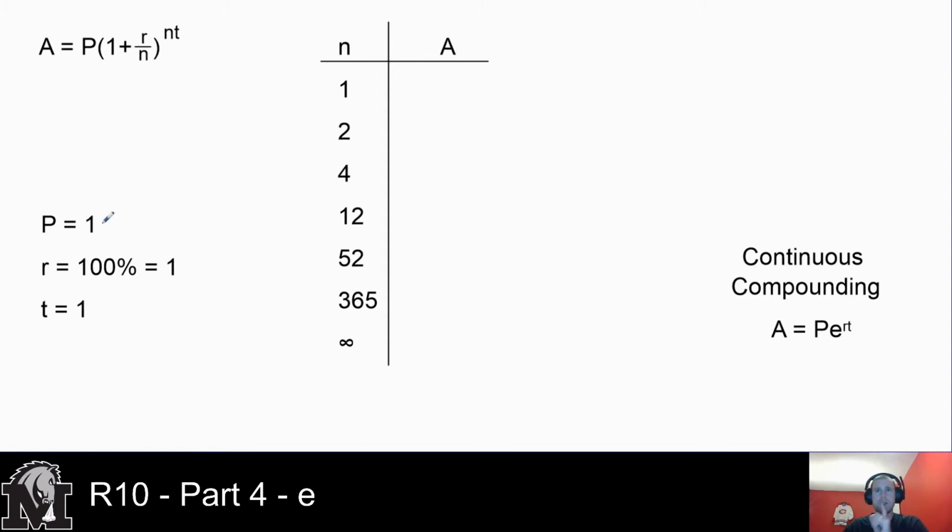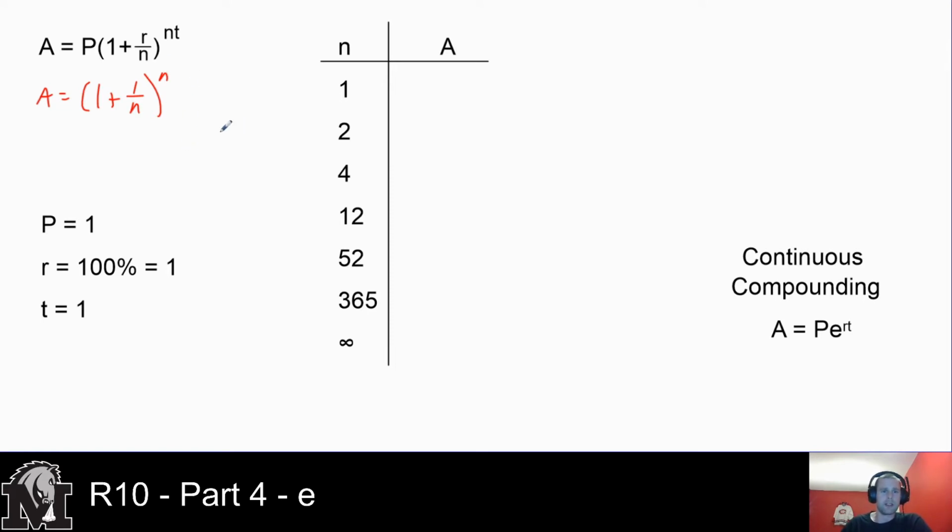And our principal, we were just starting with that one initial dollar, so we'll plug in a 1 for P. And our interest rate was 100%. Remember, we have to express this as a decimal, so 100% as a decimal is just 1. So I'm going to simplify my equation by plugging in all of these 1s. A equals 1 plus 1 over N, and we don't really know what N is in this case. And then in our exponent, we have N, and T is a 1, so I'm too lazy to write that 1 down. So this is a simplified equation for our specific scenario.